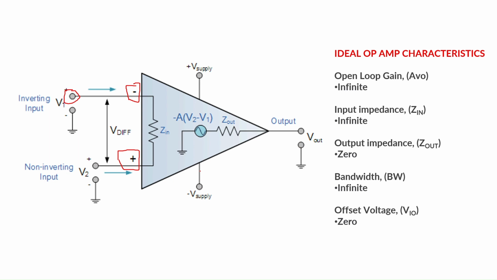The resistance between these two input terminals is called the input impedance. This is denoted by Zin. The impedance at the output terminal is called Zout, the output impedance, and the output is obtained from the output terminal.